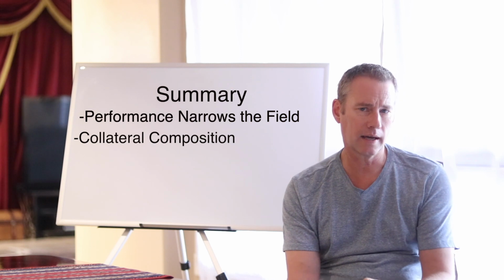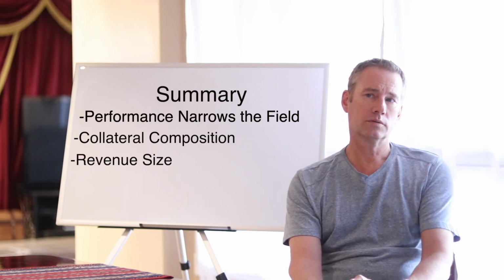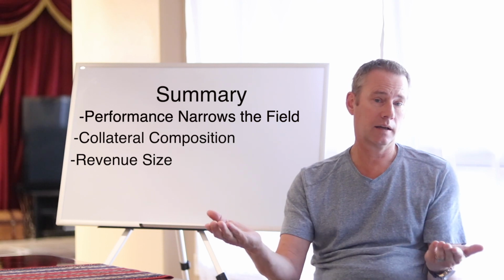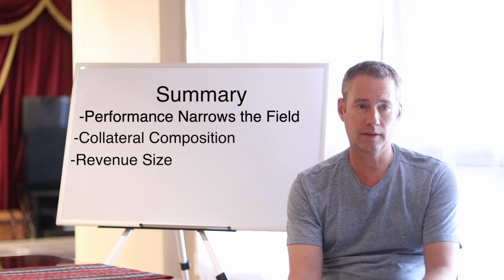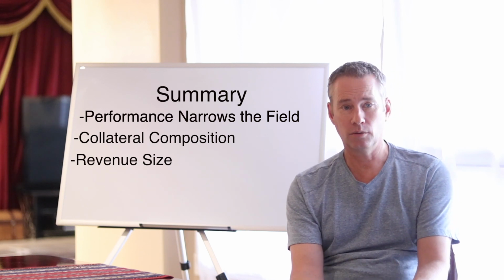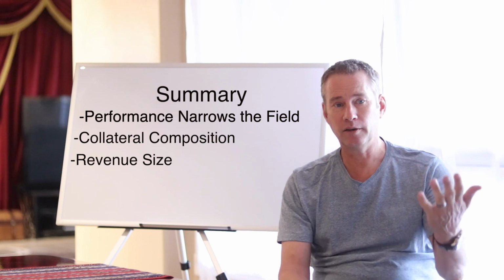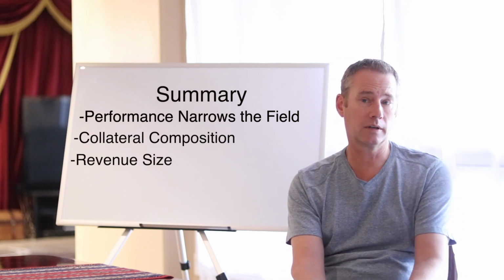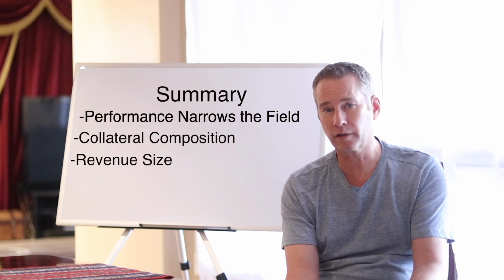Also, another thing to look at is revenue size. A lot of lenders will take the loan request and compare it to the revenue size of the company, and they may come back and say, this fits well within the revenue size of the company. A $5 million loan request for a $15 million company is entirely reasonable. And there are other businesses that don't work that way.